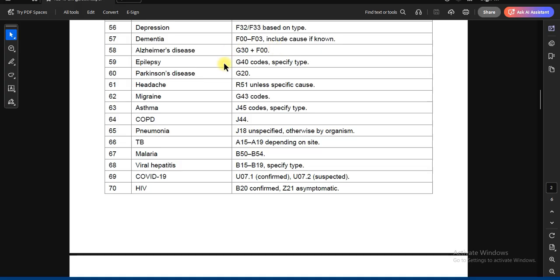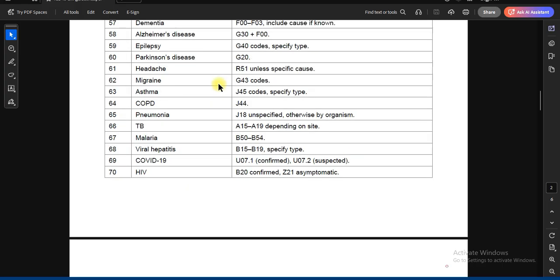Next is Alzheimer's disease. In this Alzheimer's disease coding, we need to use two codes. One is from the G30 series and one is from the F00 series. G30 is for Alzheimer's disease, F00 is for dementia. Here the G30 code is the underlying cause for dementia, and the F00 series is for dementia coding. Next, we have epilepsy. For epilepsy, we will use G40 series codes based on the specific type of epilepsy.